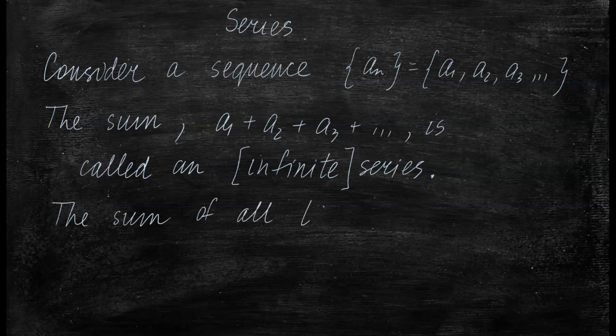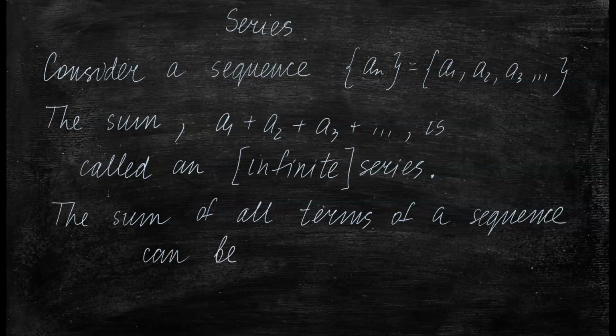And the sum of all terms of a sequence, believe it or not, can be finite. Of course, it can also be infinite, which is not surprising at all, but it can be finite too. Here's an example. If you consider the sum of all odd numbers, that sum will, of course, be infinite.